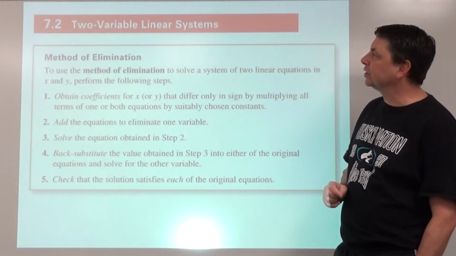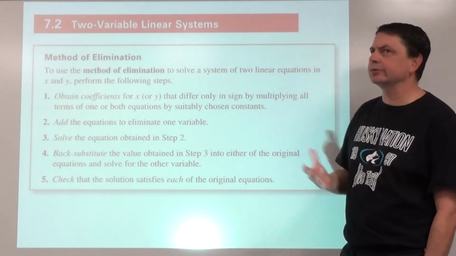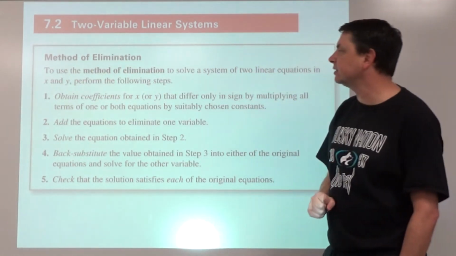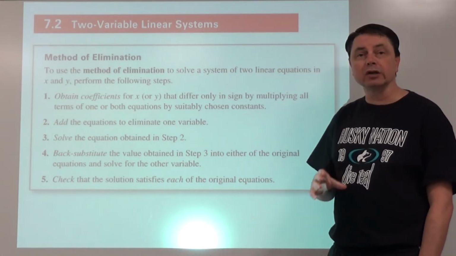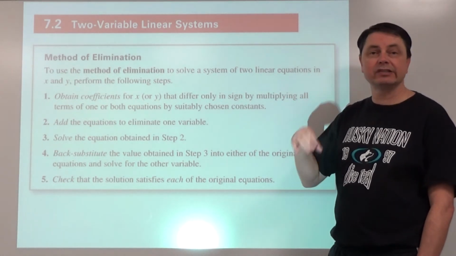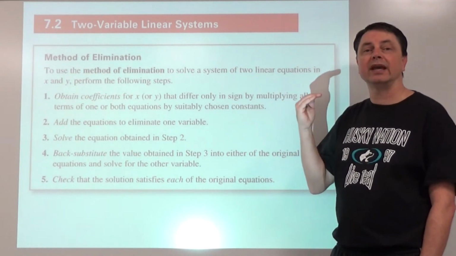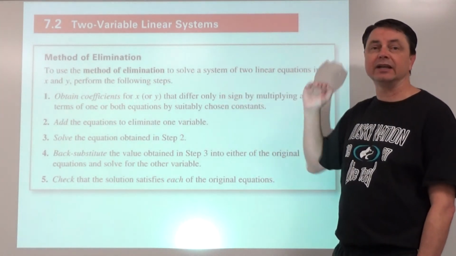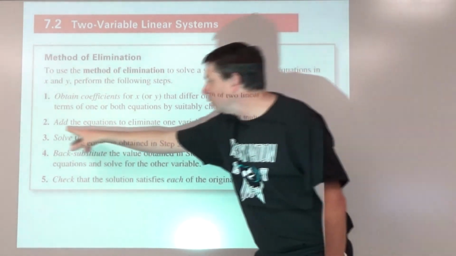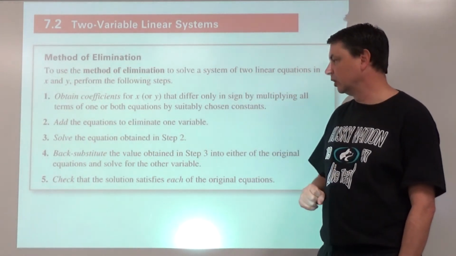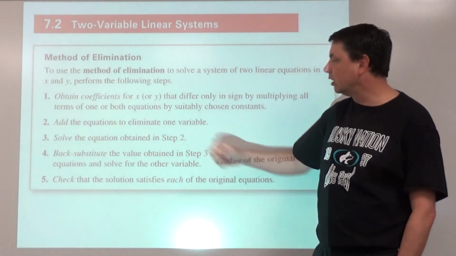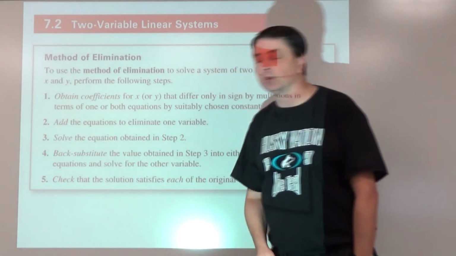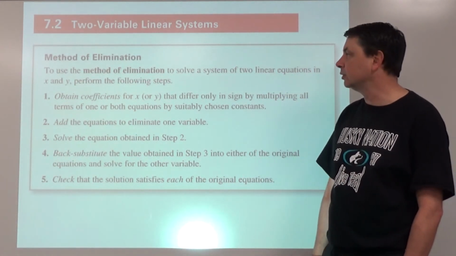All right, lesson 7.2 is two variable linear systems. It's kind of what we've been doing, but this time really more looking at the elimination method, where we're going to take our system and match up x's or y's so that we have the same coefficient but opposite signs, something like a 5x and a negative 5x, so that when we add the equations, we're going to eliminate one of the variables. We will then solve for the variable that's left, and then use back substitution once again to find the other variable.